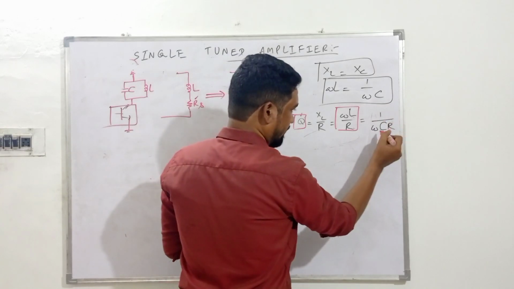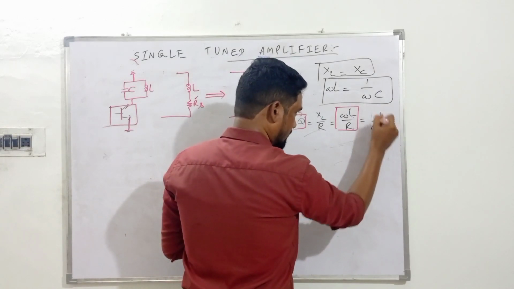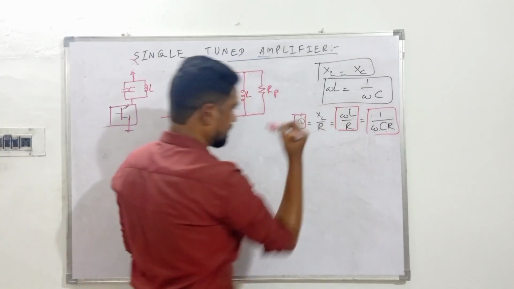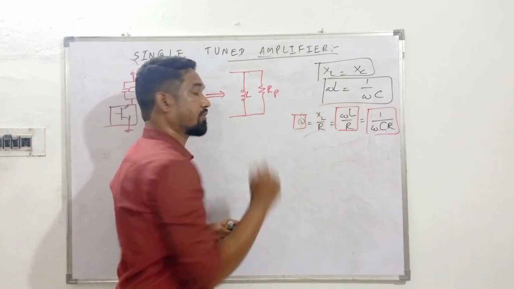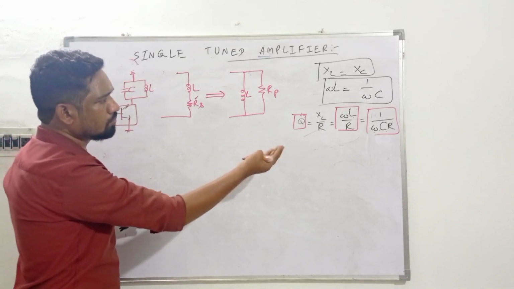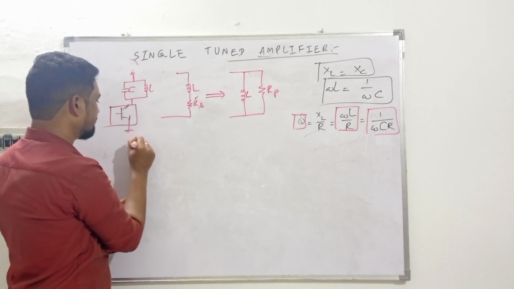Even the reciprocal of omega into C into R, if we find this product, this ratio can be plugged in with Q. Not only that one, something else comes into the picture. We'll have to make use of the equation for Q, right? So here, to go ahead with that one, we'll have to consider the impedance Z.